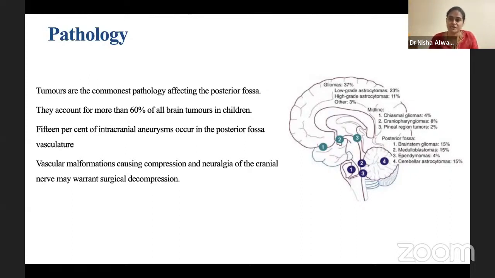So this is a distribution of the tumors within the different cranial fossae in a child. In the posterior fossa, we have brainstem gliomas, medulloblastomas, ependymomas, and cerebellar astrocytomas. The pathological issue is that when there is a space-occupying lesion in this small confined place, there is a possibility of an immediate obstruction of the narrowest path of the CSF here.